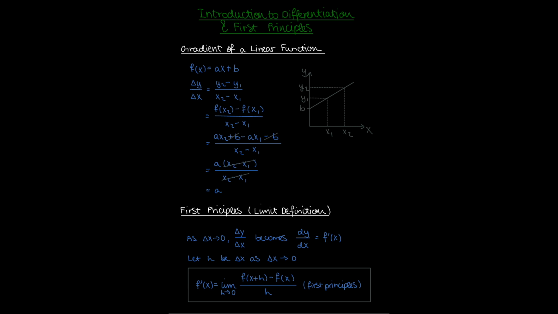So what that tells us is that whenever we have a linear function of the form ax plus b, the gradient at any point on this line is always going to be a, which is just the coefficient of x. It doesn't matter what point we pick, because since it's a straight line, the slope is always the same. It's just a constant. And if we have it in the form ax plus b, that slope is going to be given by whatever a is.